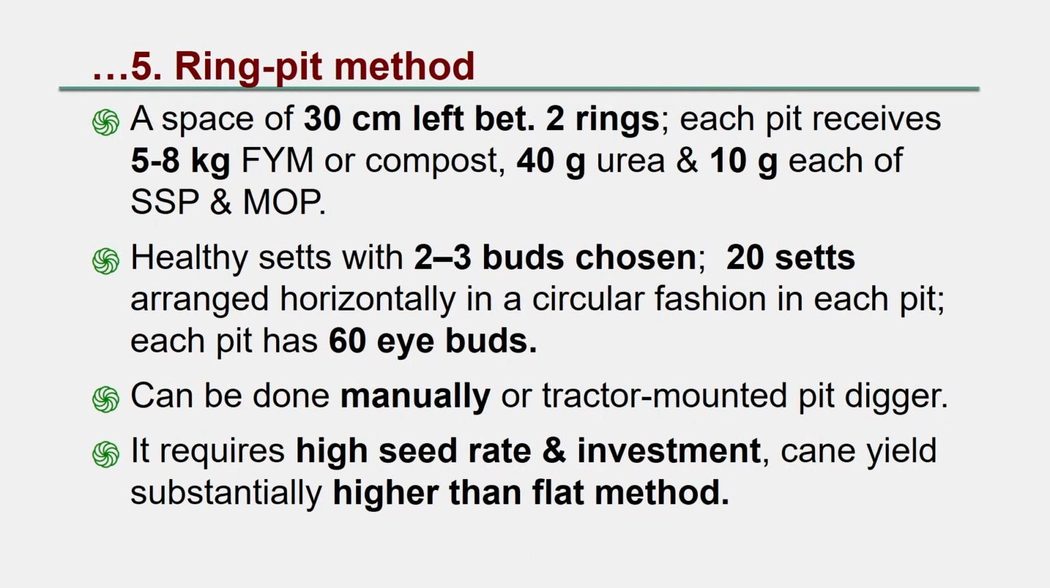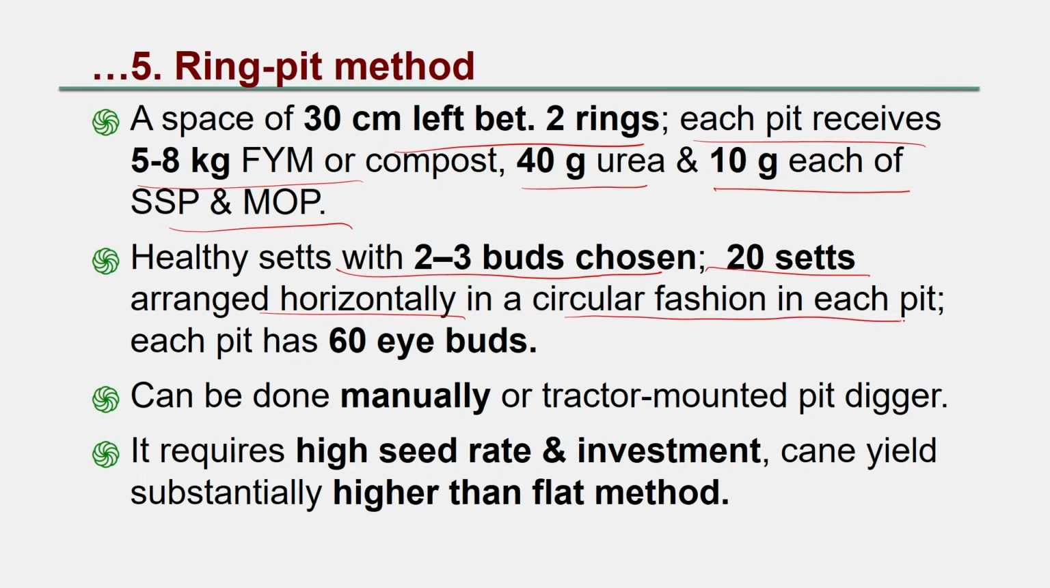A space of 30 centimeter is left between rings. Each pit receives 5 to 8 kg farmyard manure or compost, 40 gram urea and 10 gram each of single superphosphate and muriate of potash. Healthy sets with 2 to 3 buds are chosen. 20 sets are arranged horizontally in a circular fashion in each pit. Each pit has 60 buds.